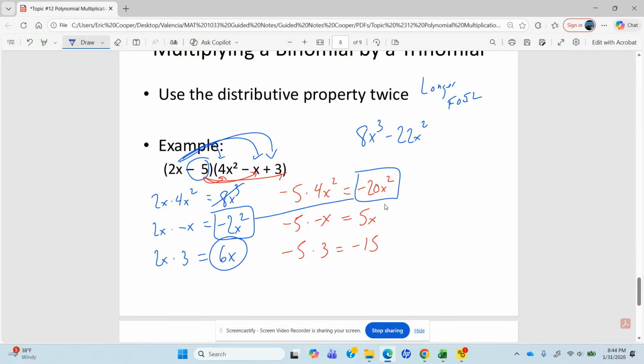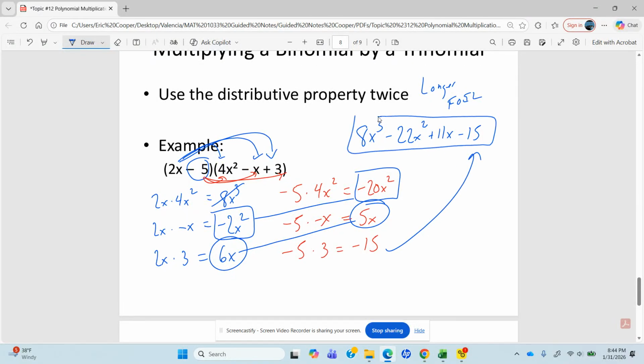Same thing here with the 6x and the 5x. Those are like terms, so we're going to combine them as well. 6x plus 5x gives me 11x. And the negative 15 doesn't have anything to combine with, so it goes at the end. I know, again, I'm done when I have nothing else to combine, no other like terms here.